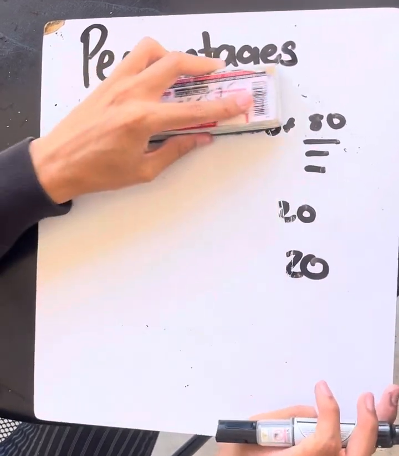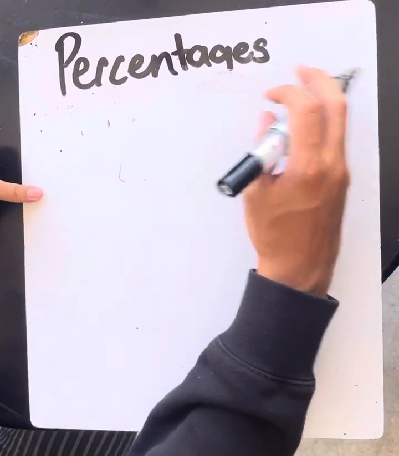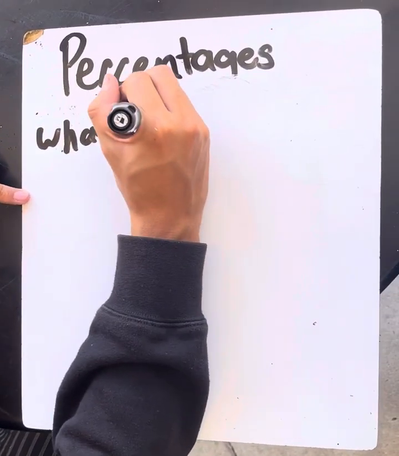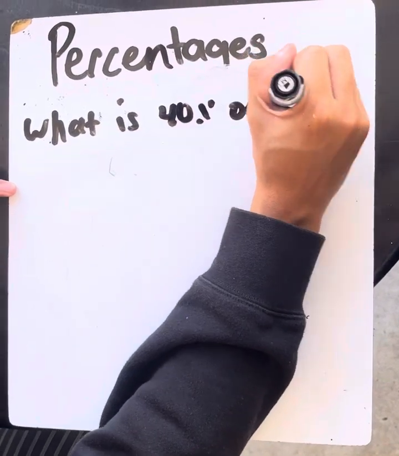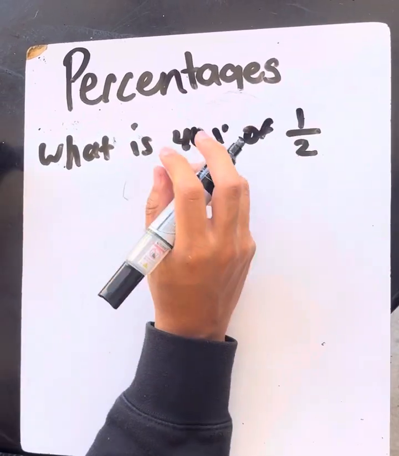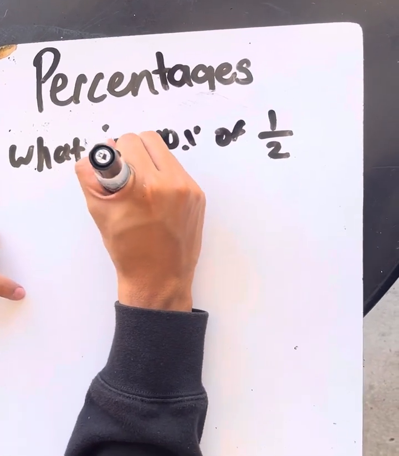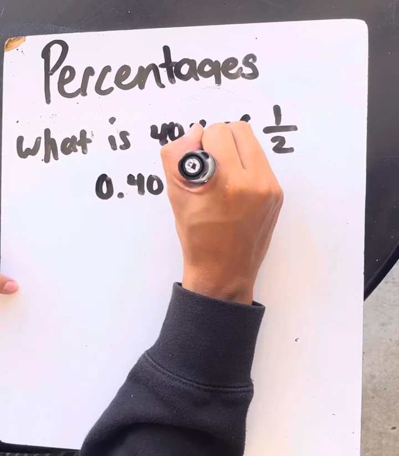Let's work with 2 more examples so that you understand this better. Example number 2. Let's work with a fraction here. What is 40% of 1/2? So now again, we change the percentage to a decimal, 40%, we change it to 0.40. And now we multiply it by 1/2.